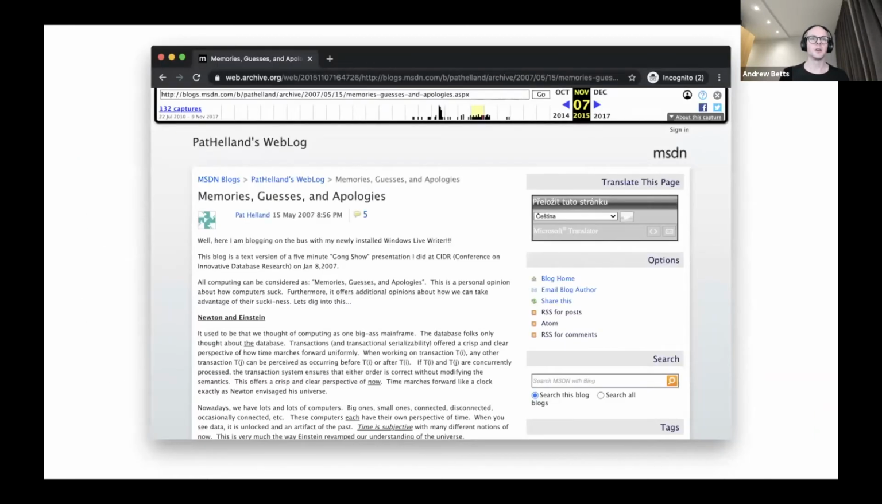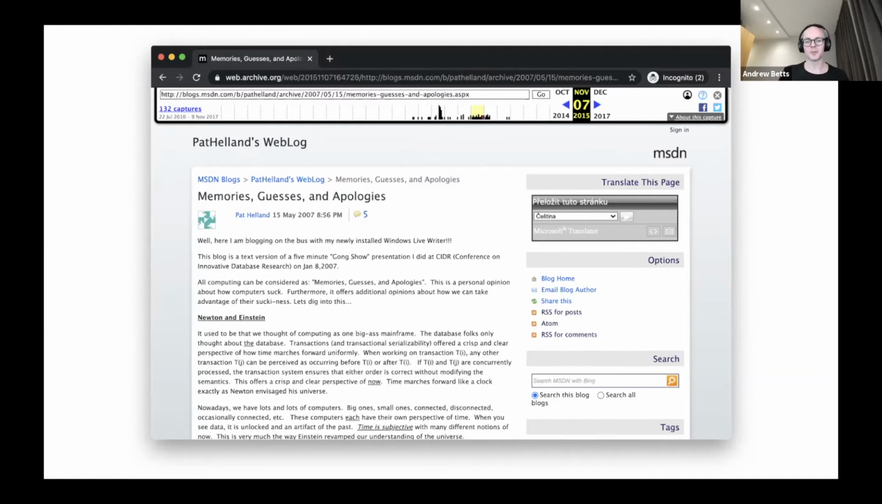Pat Helland, who used to work at Microsoft, wrote this blog post in 2007 in which he suggested that computing is memories, guesses, and apologies. And I thought that was an absolutely perfect illustration of what I was trying to say. You can't actually find this post on MSDN anymore, because I guess they've gone through like 3 different generations of MSDN since then, but you can find it in archive.org and it's well worth reading. It's only a few paragraphs long.